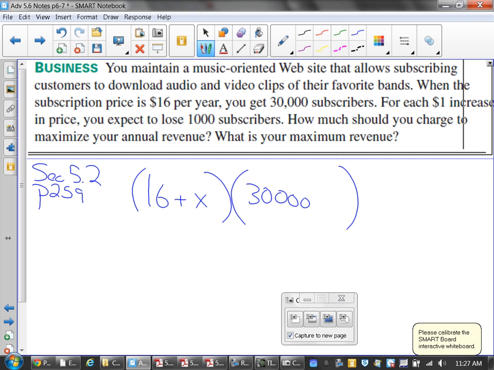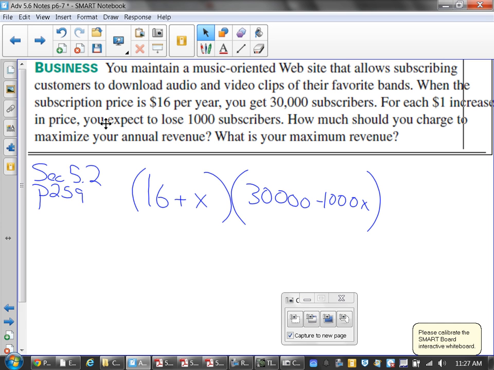I'm losing, oops, should be an extra 0 there. Okay? And that gives me some nasty, awful looking quadratic. Do you agree? Well, x is $1. Yeah, think of it this way. For every dollar I charge more, I lose 1,000 times that in customers. So if it goes up $2, I'm losing 2,000. If it goes up 3, I'm losing 3, and so on and so forth.